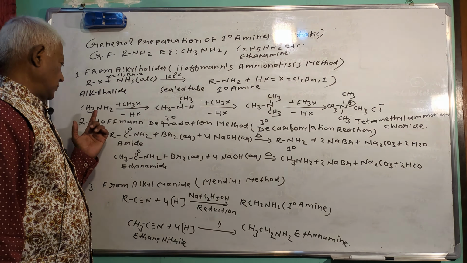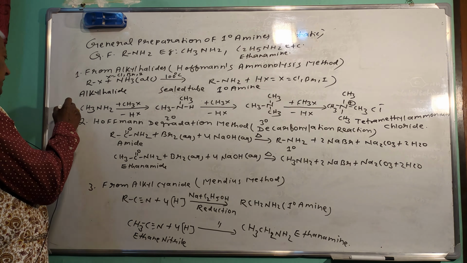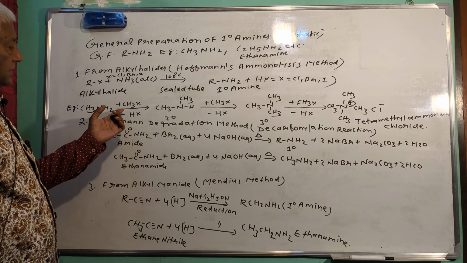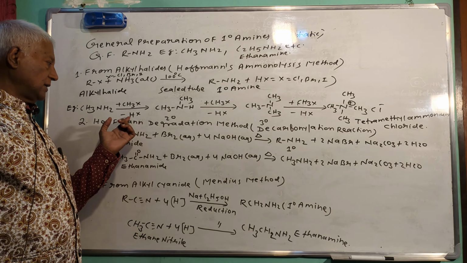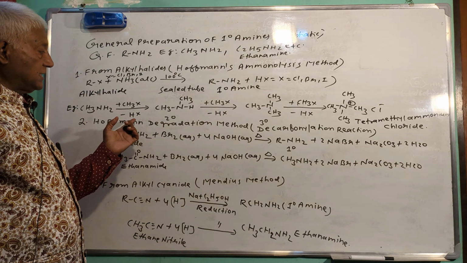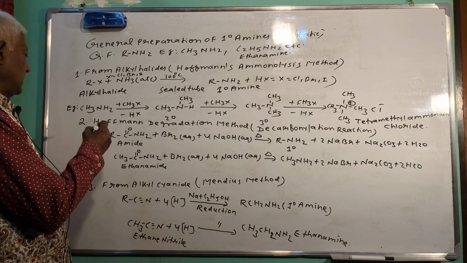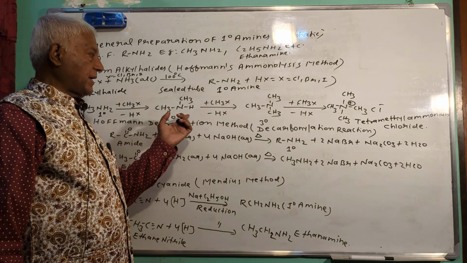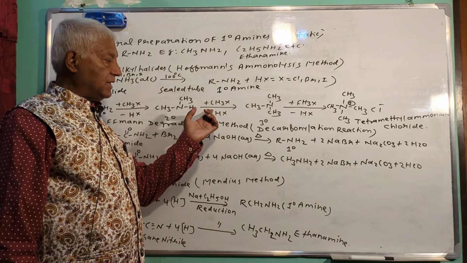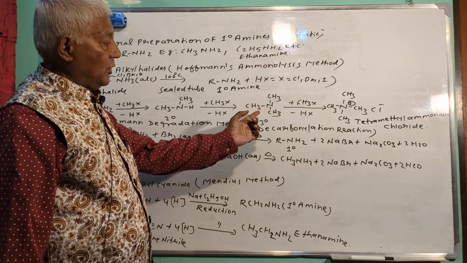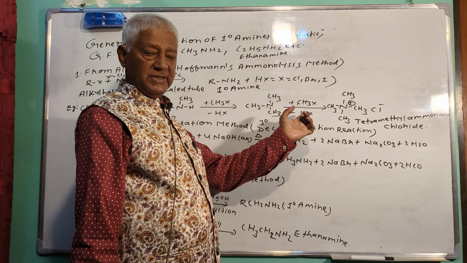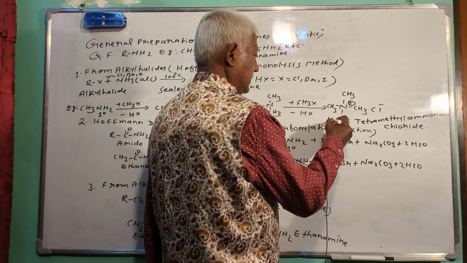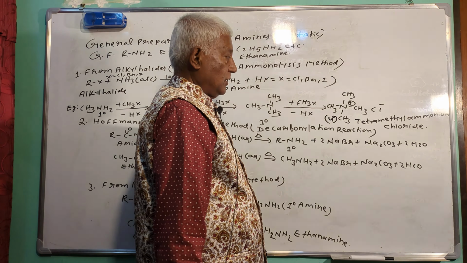Look at the example over here. Methylamine, when treated with the first molecule of methyl halide, loses one molecule of HX. What do you get? Secondary amine. When the secondary amine is treated with the next molecule of methyl halide, you get third degree amine. When this is treated with the next molecule of methyl halide, you get fourth degree amine.